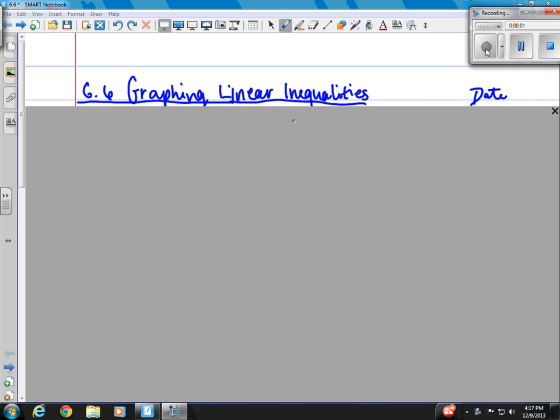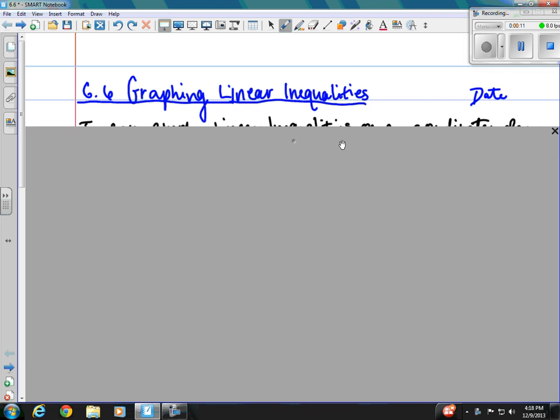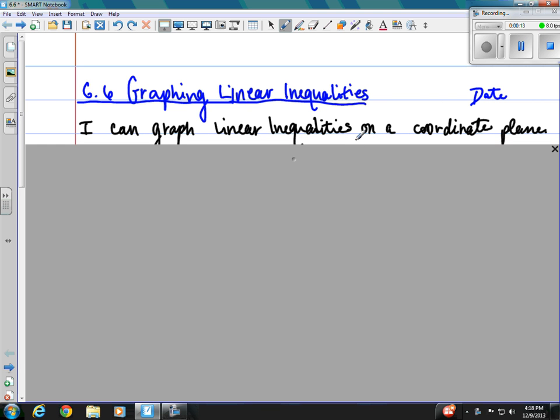To video lesson 6.6, Graphing Linear Inequalities. Go ahead and put today's date in the top right-hand corner of your paper, and we'll start off with our I can statement. And it is that I can graph linear inequalities on a coordinate plane.